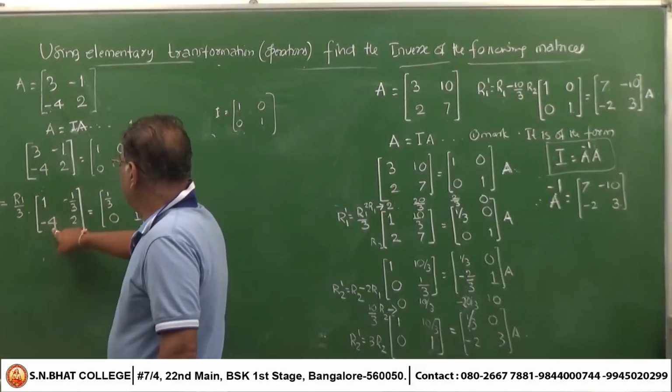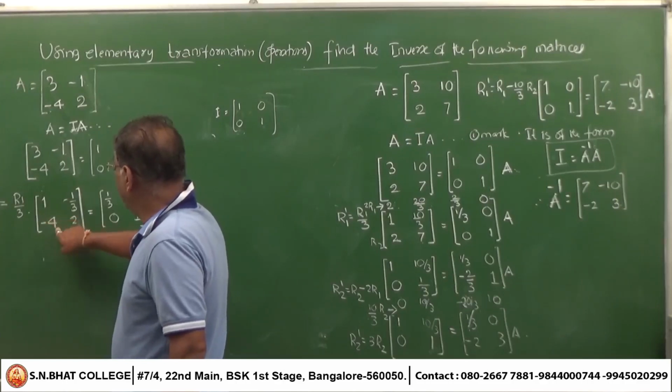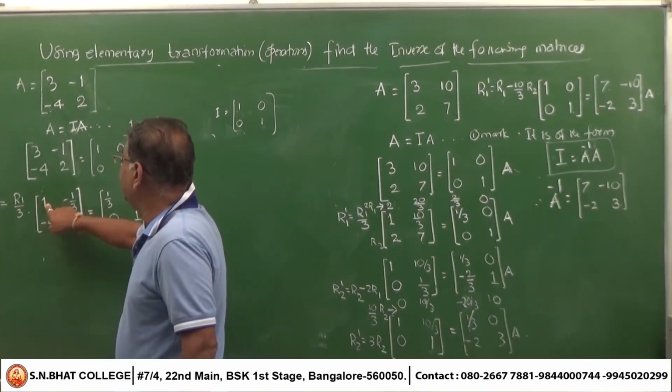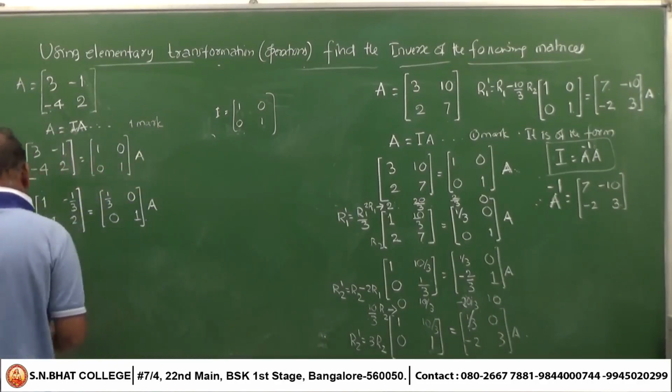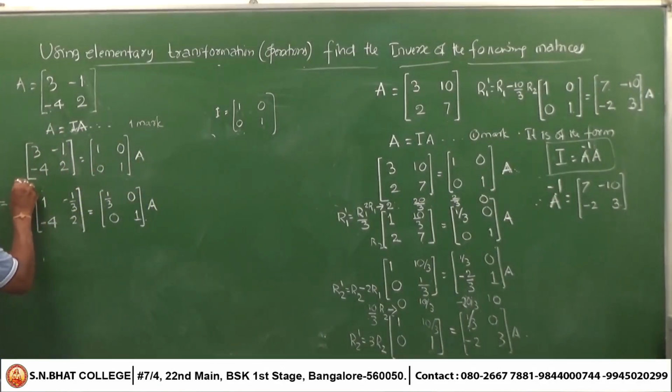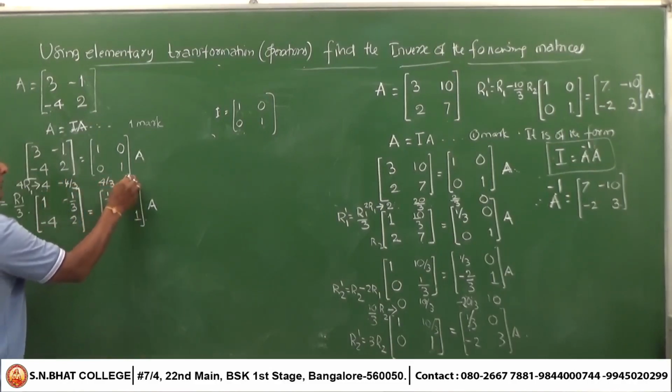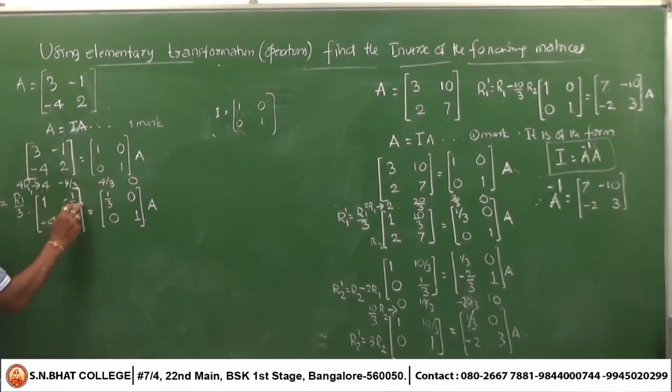I have made the first element 1. Next I have to make this 0. To make this 0, I have to make the first element 4. Therefore, calculate 4R1 in the previous step. Multiply R1 by 4. 4 into 1 is 4. 4 into minus 1 by 3 is minus 4 by 3. 4 into 1 by 3 is 4 by 3. This is 0.